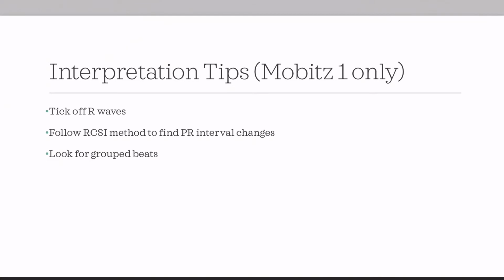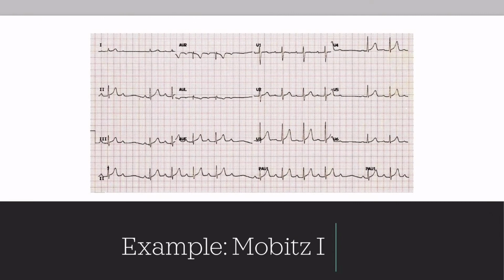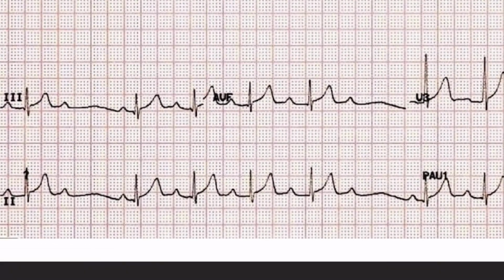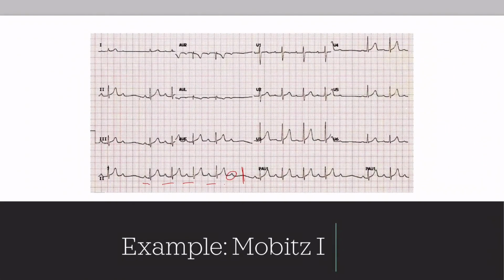So let's go through one again. This is the same one from earlier. Even just looking at the rhythm here, we've got a group of beats here, a group of beats here. That's going to lead us to start thinking that we're having a dropped beat somewhere. So if we zoom in, looking at our PR intervals, we've got one here, and then here we've got a P wave without a QRS complex. So just looking at it, it looks like we have some progressive elongation followed by a dropped beat. So that's pretty pathognomonic for Wenckebach.